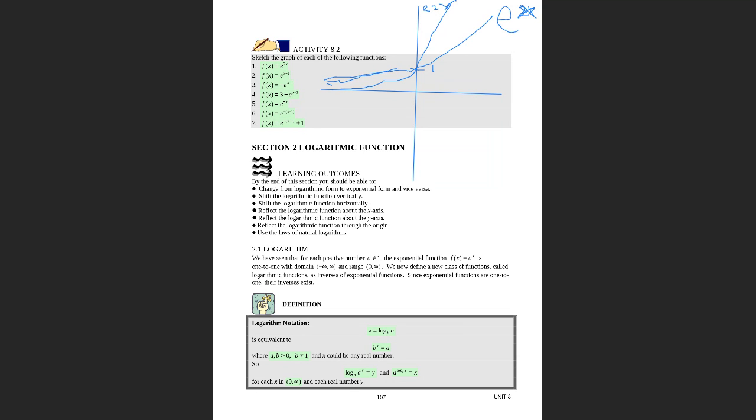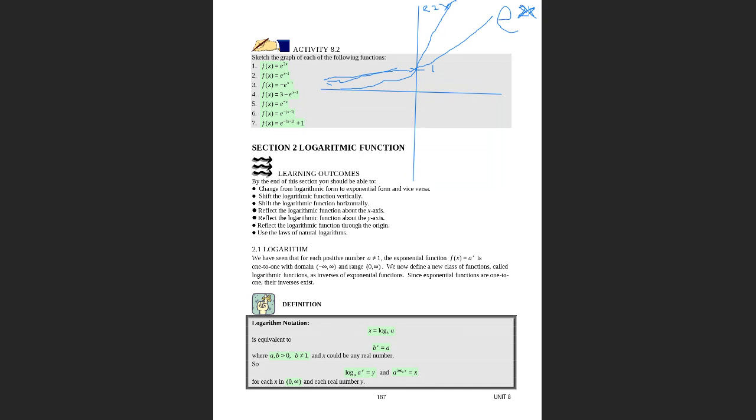So you can just use the graph of e exponent x to get anything on the graph. Understand me? Can we all see that? Or are there any questions? No questions. Okay, good. You can just use that one to get anything.